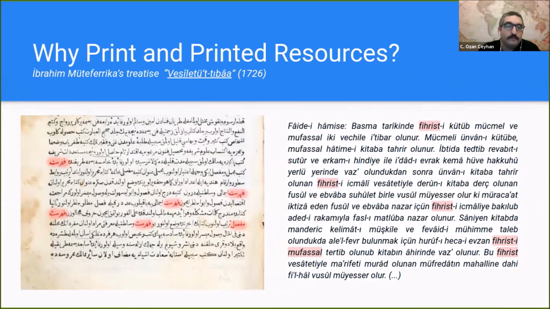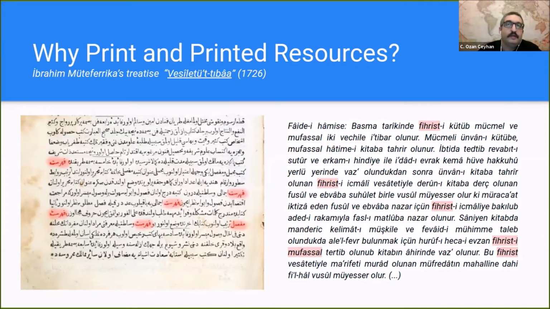Ibrahim Müteferriqa has a treatise presented to Grand Vizier Damat Ibrahim Pasha named Vesiletü't-Tıba'a, meaning the benefits of the printing machine. He mentions in this treatise that indexes, Fihrist, which is highlighted on the left side of the page, will help. This means the table of contents at the beginning of printed books and keyword indexes at the end of printed books will help in numerous ways, so the readers can access information precisely and quickly.